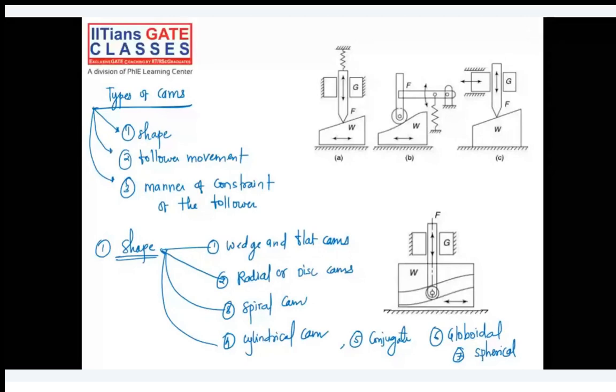Okay. So this is about the wedge and flat cams. And what about figure C here? This is also more or less the same. Here we have guideways for the follower. Here the cam is fixed, but you are moving the follower along the guideways. This is something different, but you can also say it is a wedge and flat cam, because though the cam is stationary, the follower is constrained to slide between the guideways, which gives relative motion between the follower and cam. So these figures are mainly for your type number one.